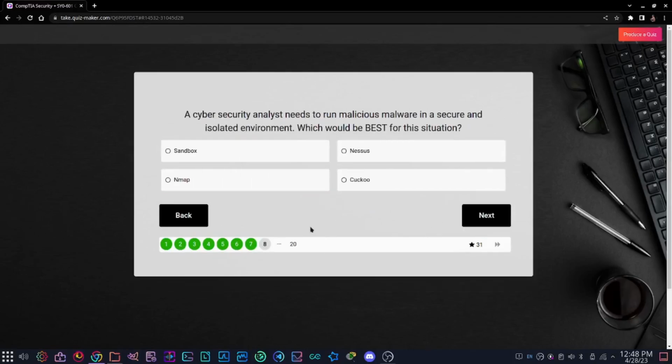Alright, question 8. A cybersecurity analyst needs to run malicious malware in a secure and isolated environment. Which would be best for this situation? So we have Sandbox, Nessus, Nmap, or Cuckoo.